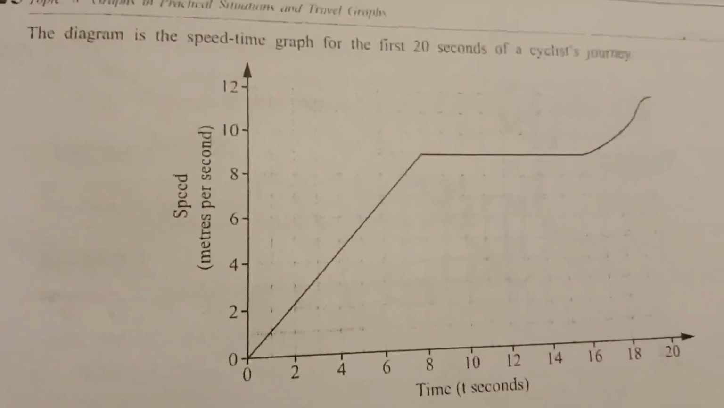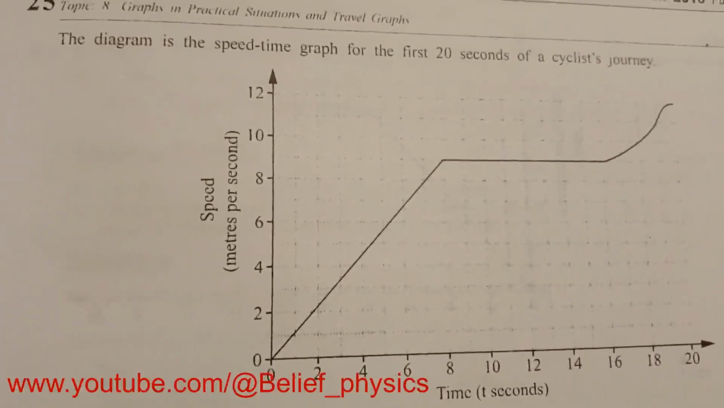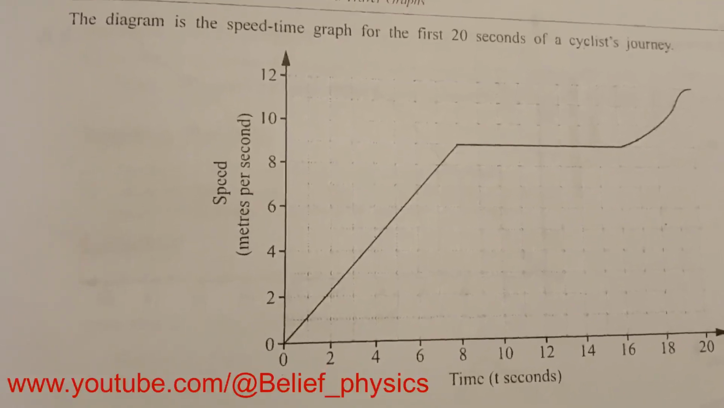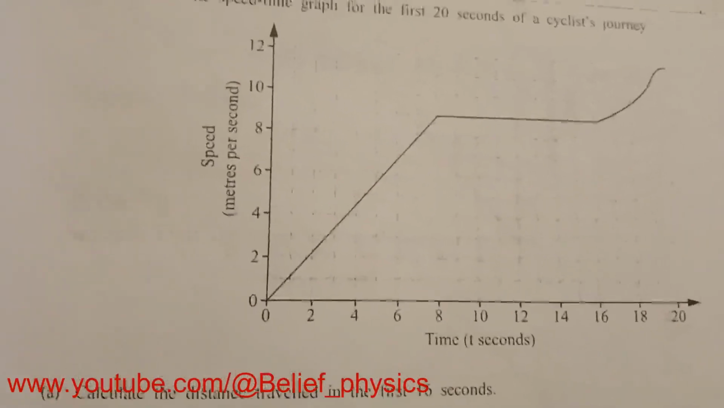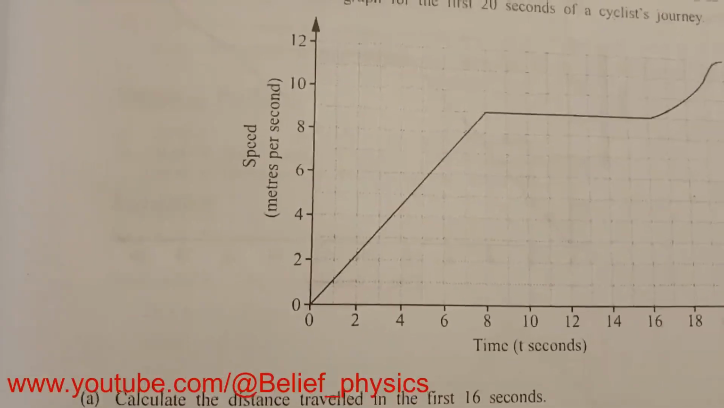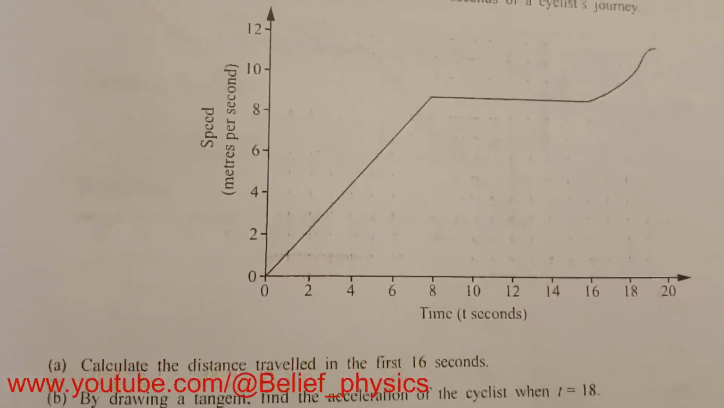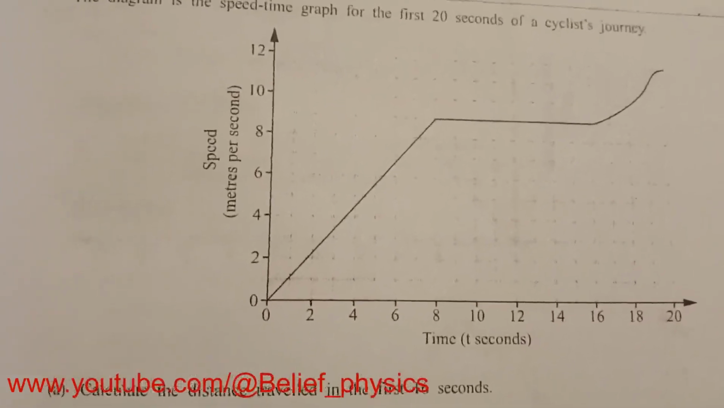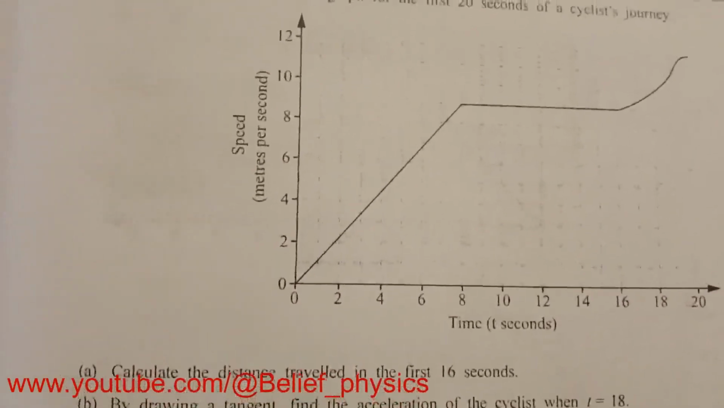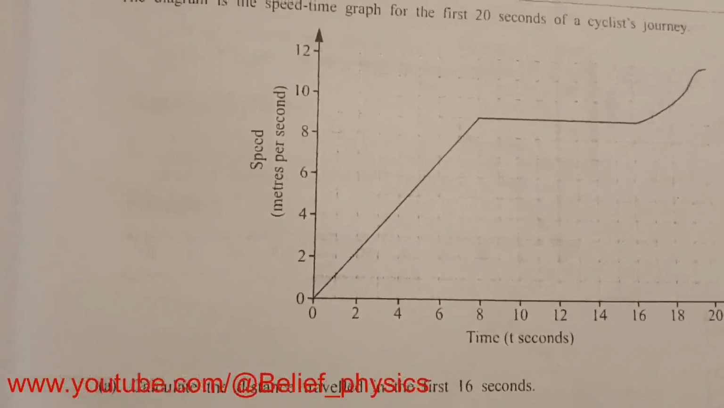Question is, the diagram is the speed time graph for the first 20 seconds of a cyclist's journey. Look here, this is a speed time graph. On the y-axis it is speed, and on the horizontal x-axis it is time. Time is in seconds and speed is in meters per second. Question is, calculate the distance traveled in the first 16 seconds.